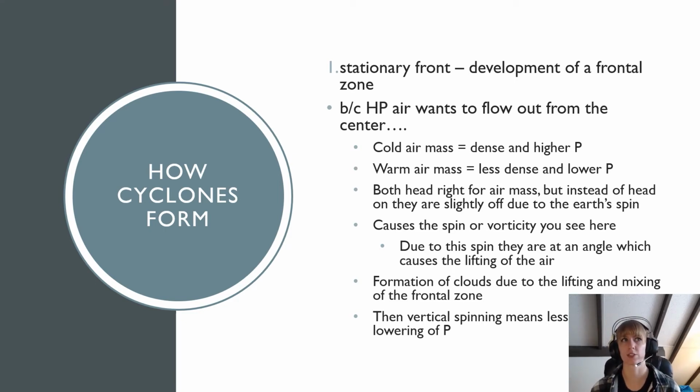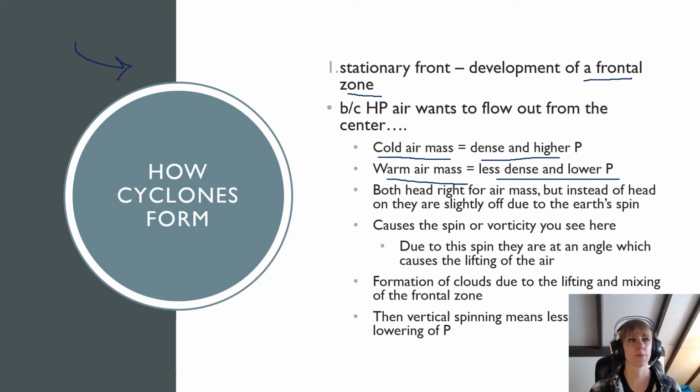There's five stages. So the first one is a stationary front, which is the development of a frontal zone. So because high pressure air wants to flow out from the center, cold air masses equal dense and higher pressure. Warm air masses equals less dense and lower pressure. Okay, both are going to head right for that air mass. But instead of a head-on collision, they're going to be slightly off from each other due to the Earth's spin. So our cold front is going to come in and our warm front is going to come in, rather than some sort of head-on collision.